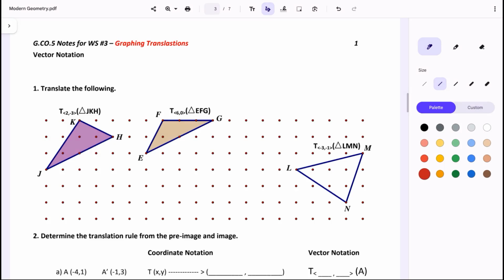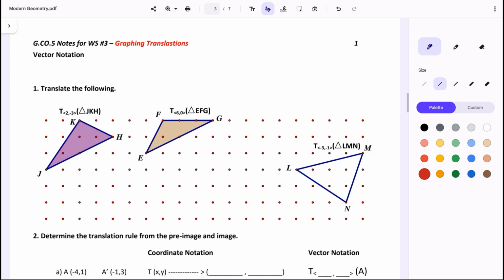All right, so we should be on this page here. At the top, it should say graphing translations. So far, we've gone over how to do reflections and rotations. We're going to now talk about that third type of isometric transformations, which is the translation.